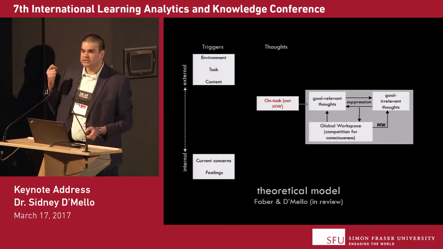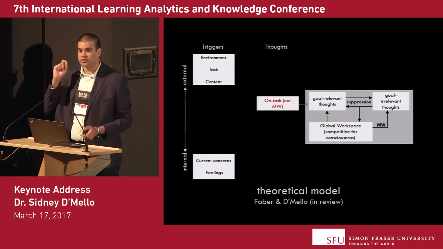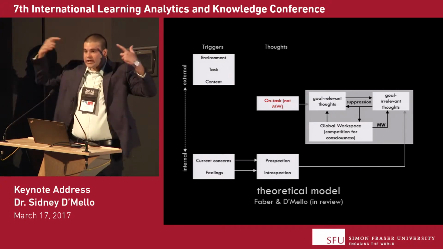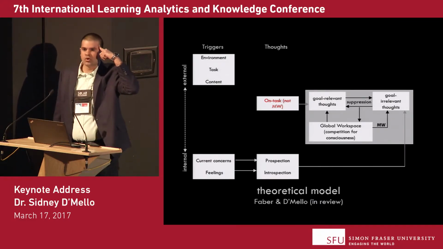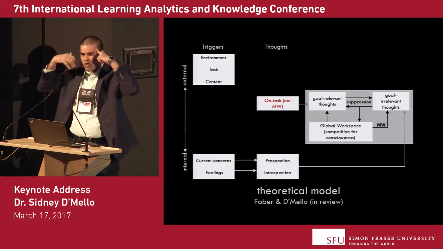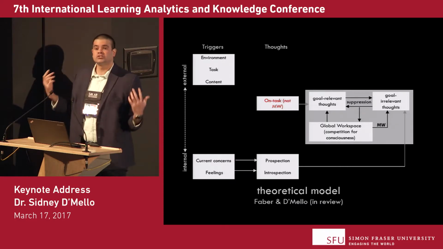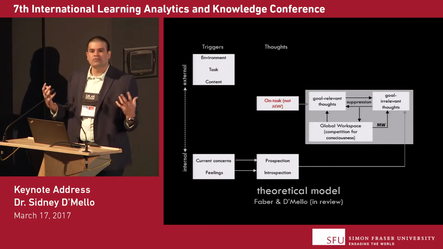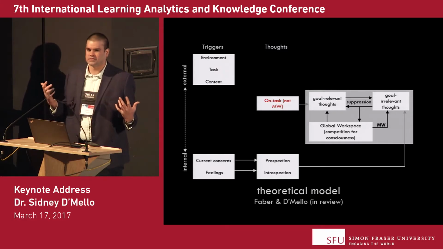A very common type, and this is the most widely studied type of thought in the mind-wandering literature, are thoughts of prospection that come from current concerns. I have to do laundry today. I have to study for this quiz. It's this thing that's always, we all have this, right? These intentions that we need to fulfill. And then you have introspection that typically arises from feelings. I'm kind of hungry, things like that.